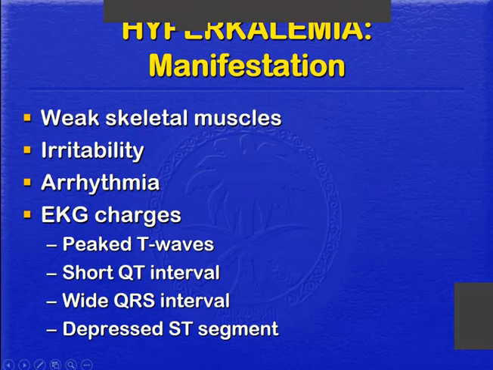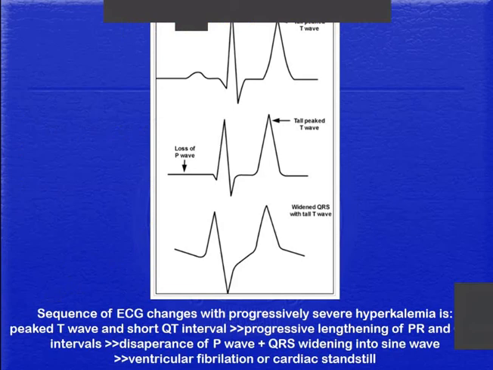Again, the manifestations of hyperkalemia could be non-specific: weak skeletal muscle, irritability, arrhythmias, and then ECG changes, such as peaked T wave and short QT interval. Progression will lead to wide QRS and depressed ST segment.